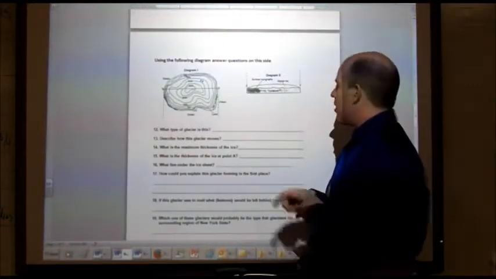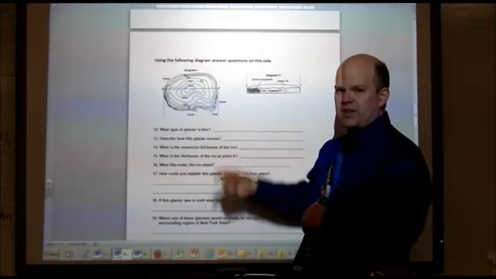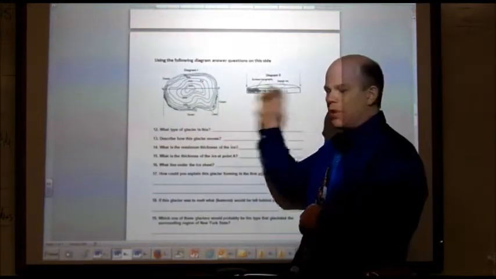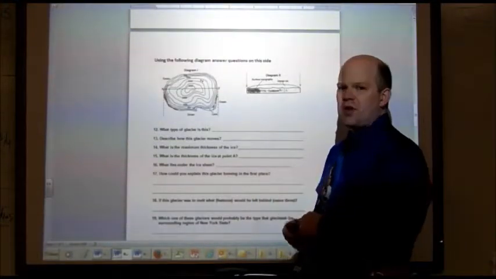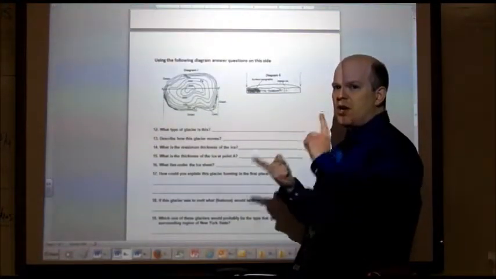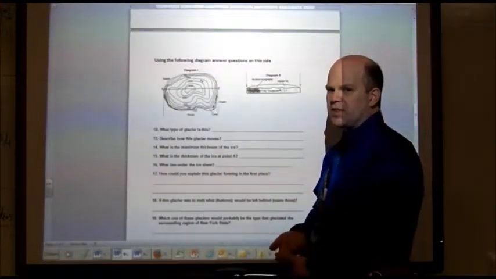Okay, so if I looked at the thickness at point A, you should be able to figure that out because it's an isoline map, no problem. You should also be able to explain why the glacier forms. A glacier forms because more snow falls in the wintertime than can melt in the summertime. It's as simple as that.